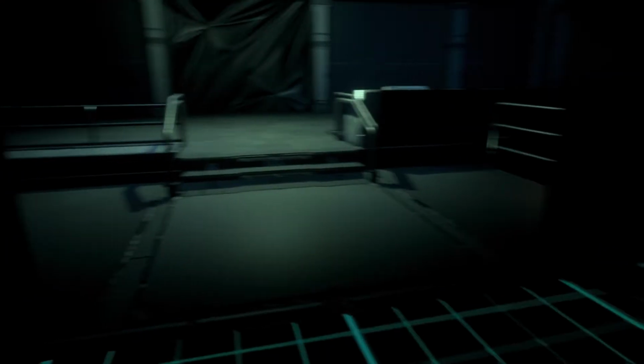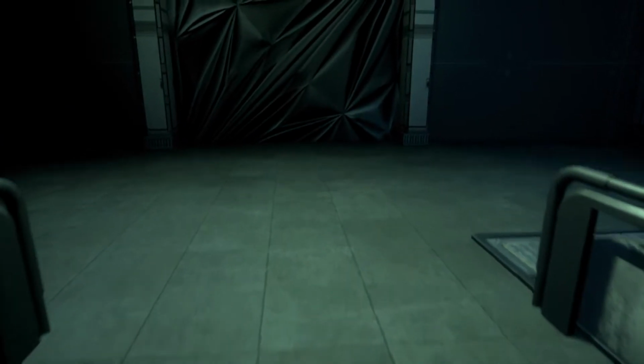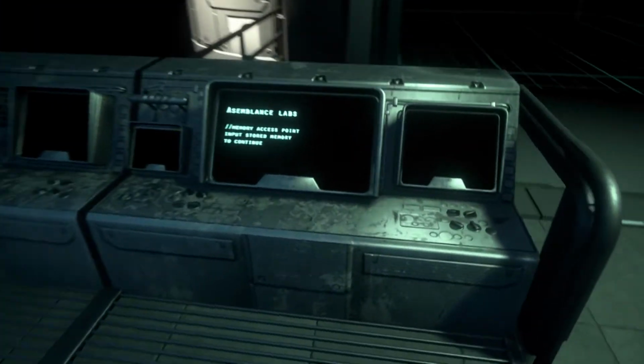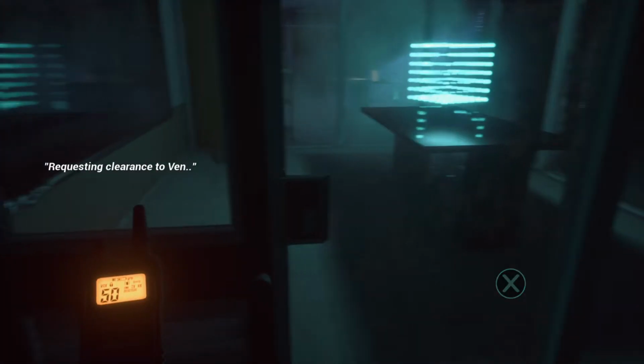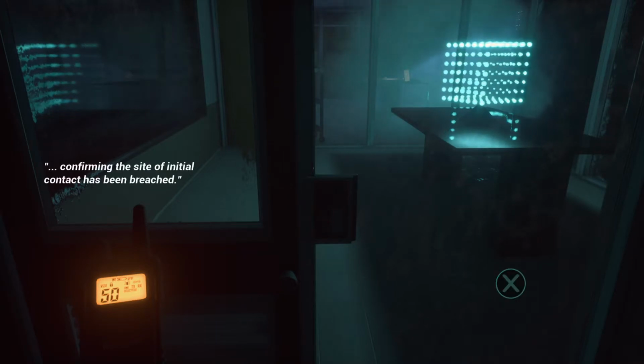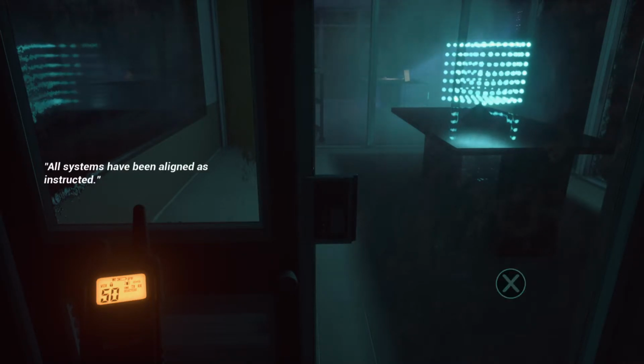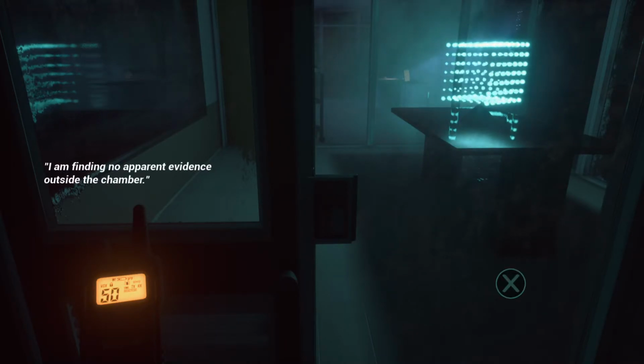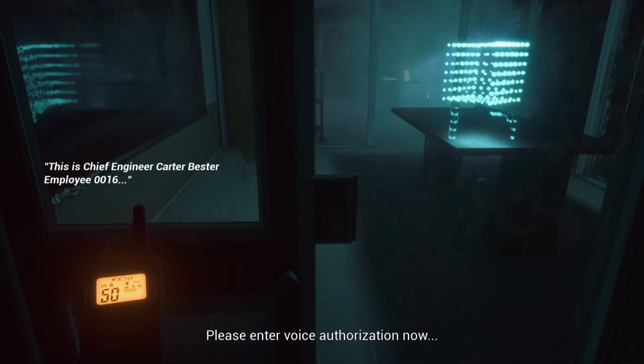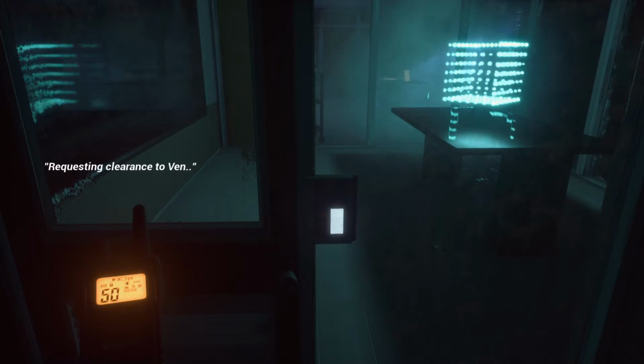Confirming the site of initial contact. Requesting clearance. Confirming the site of initial contact has been breached. All systems have been aligned as instructed. I am finding no apparent evidence outside the chamber. This is Chief Engineer Carter Bester, employee 0016. Please enter voice authorization now. Requesting clearance.